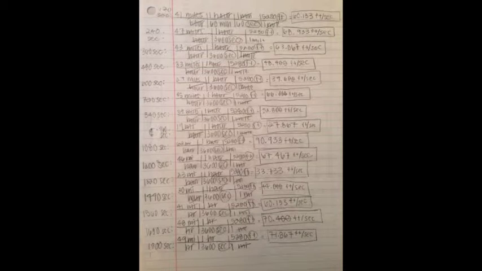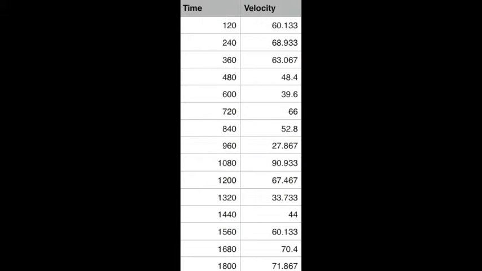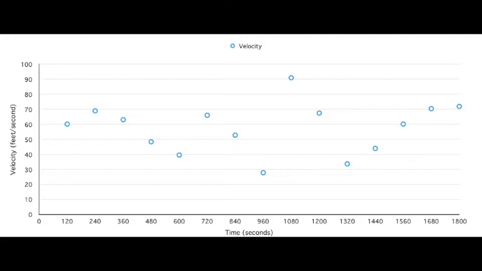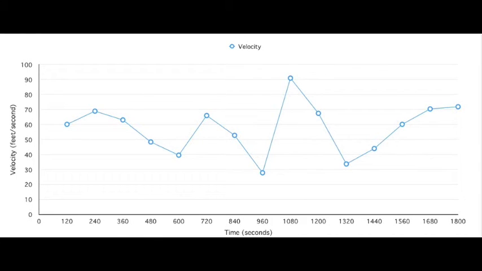I took 15 velocity readings at 2-minute intervals. I then converted each 2-minute interval into seconds and converted the velocity in miles per hour to feet per second. I then added the converted data into numbers. I created a graph and plotted the points. I then connected the dots using straight lines.